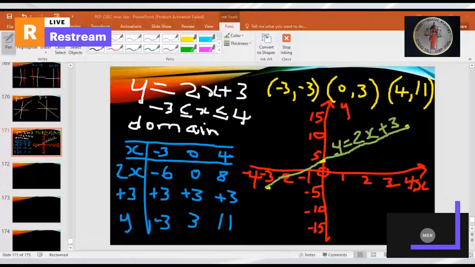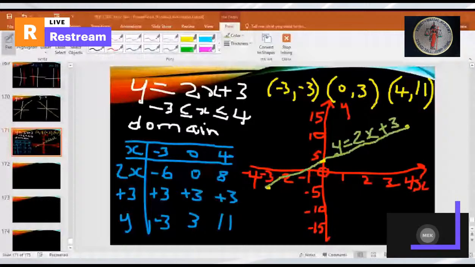All right, so it says multiply the x values by 2, and so that's what we did. We multiplied each of the x values by 2. 2 times negative 3 is negative 6. 2 times 0 is 0. 2 times 4 is 8. And then we add 3. So negative 6 plus 3 is negative 3, 0 plus 3 is 3, and 8 plus 3 is 11. And we plot the x values to the y values, and we get our line.